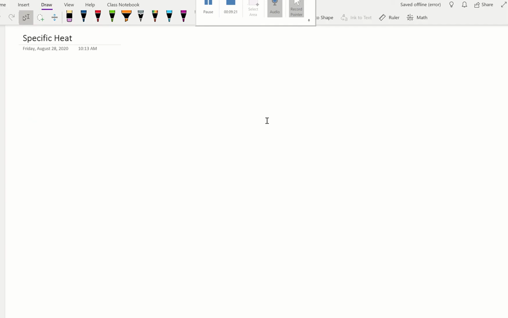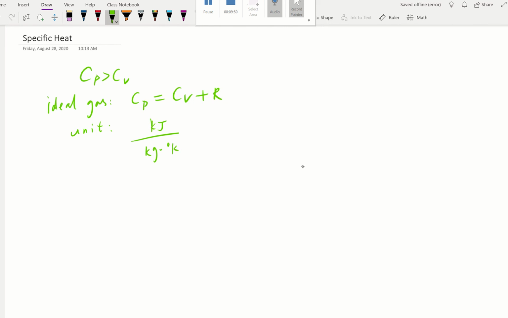If I were trying to write down the major ones, I would have this. Cp is greater than Cv, and for ideal gas, Cp is equal to Cv plus R. Cp and Cv have units of kilojoule per kilogram per Kelvin, because that's the heat required to raise 1 kilogram of mass by 1 degree, and that's the same as kilojoule per kilogram per degree Celsius. Why so? Because a change of one degree Celsius equals a delta T of one Kelvin.